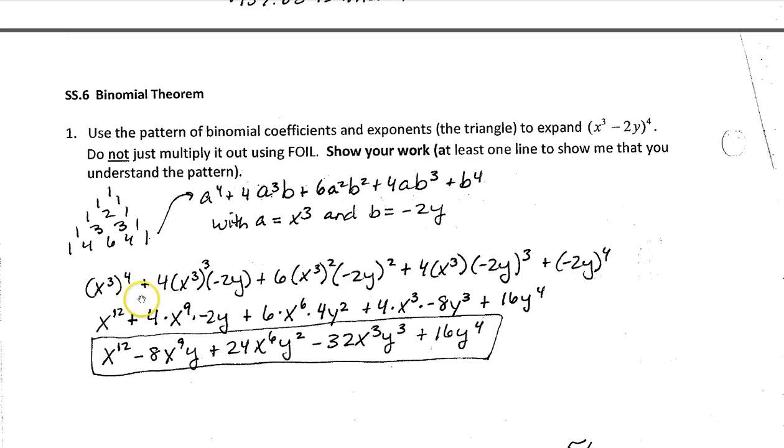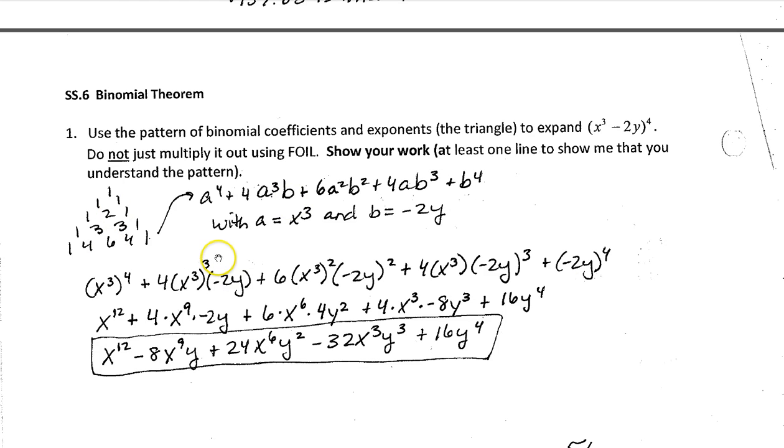So here I have (x cubed) to the fourth, 4 times (x cubed) cubed times (negative 2y) to the first. You don't have to have the first there. 6 times (x cubed) squared times (negative 2y) squared, plus 4 times (x cubed) times (negative 2y) to the third, plus (negative 2y) to the fourth. Then I just need to simplify and combine my terms using proper order of operations.